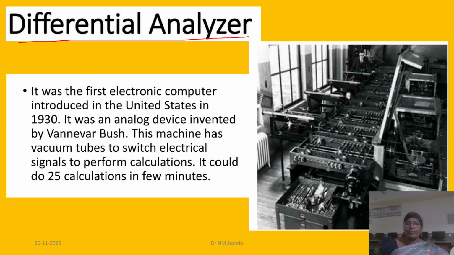The next machine is the differential analyzer. If you go through this picture, you can understand it was the first electronic computer introduced in the United States in the year 1930, and it was an analog device invented by Vannevar Bush. This machine has vacuum tubes to switch electrical signals to perform calculations. And it could do 25 calculations in a few minutes.